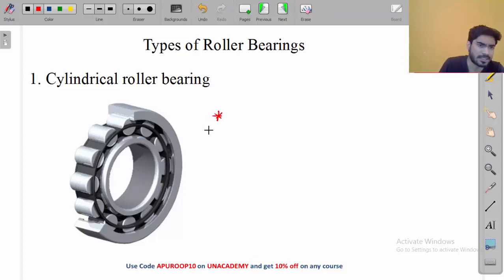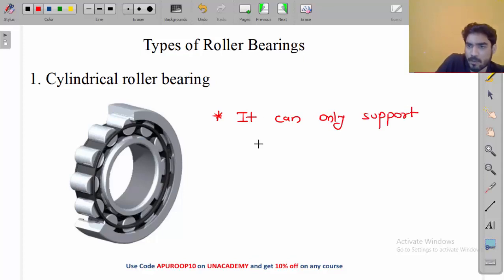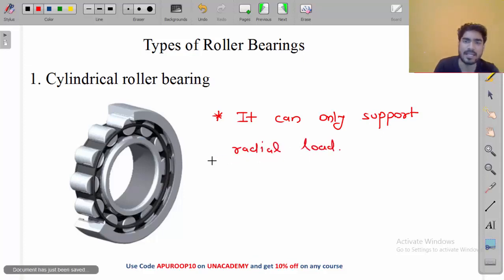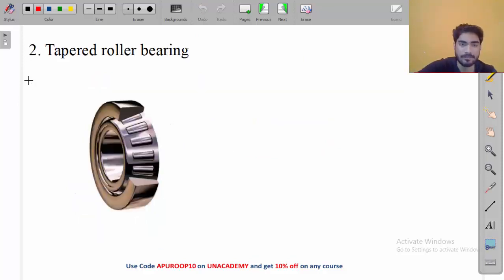This bearing can only support radial load. It cannot support axial load. Why? Because of the cylindrical shape, it cannot support axial load. It can only support radial load. So this is a specially designed roller bearing for only radial load, no axial load. Do you understand this one?